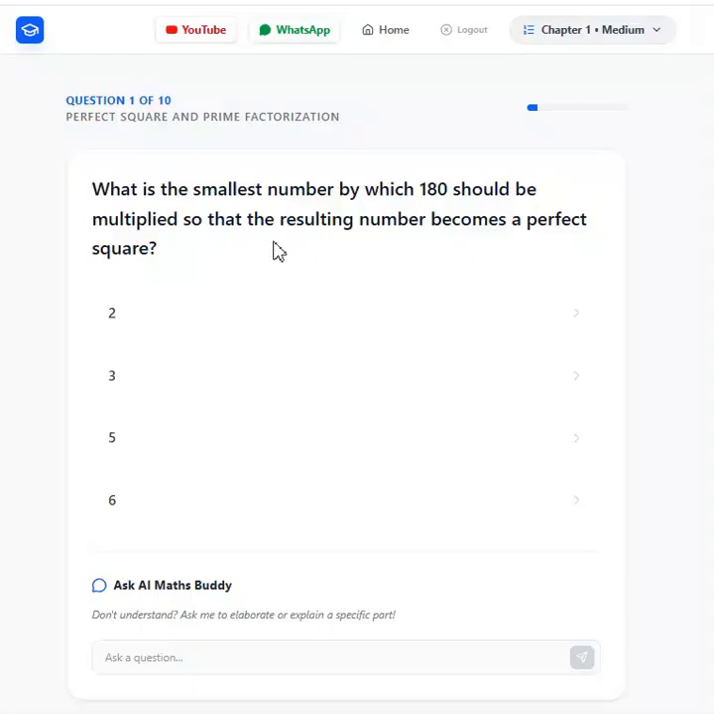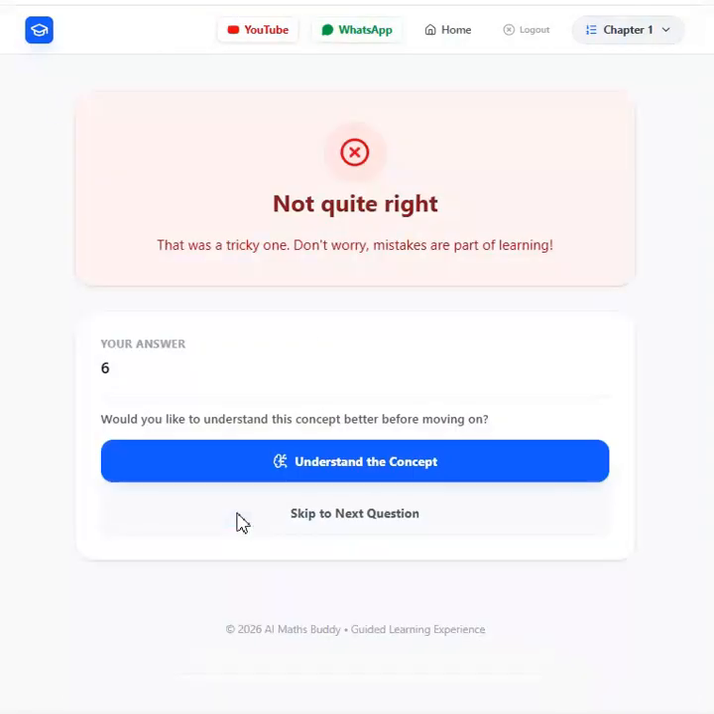So you do not know the answer to this question and you are somehow stuck on how to solve it. So let's say you give an incorrect answer, which is 6. It first tells you this is not quite right. Your answer is 6. Would you like to understand this concept before moving on? So it is asking whether you want to understand this question or you just want to skip to the next question.